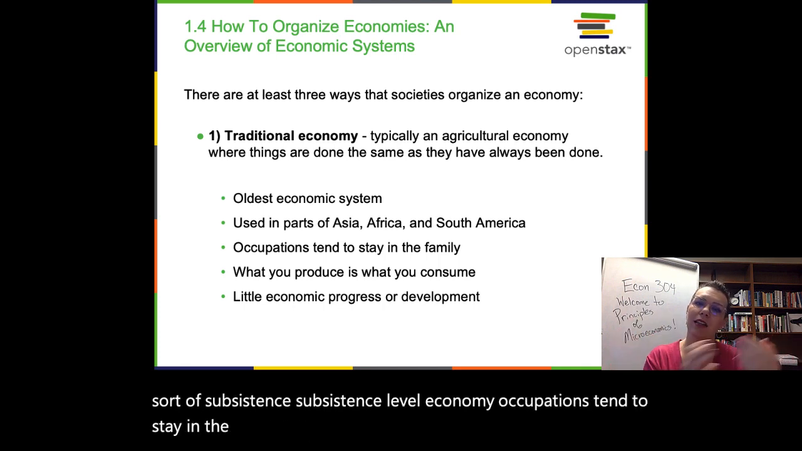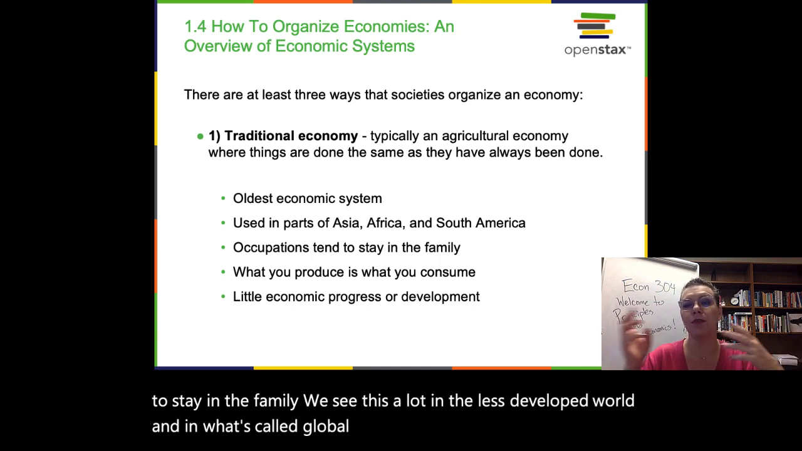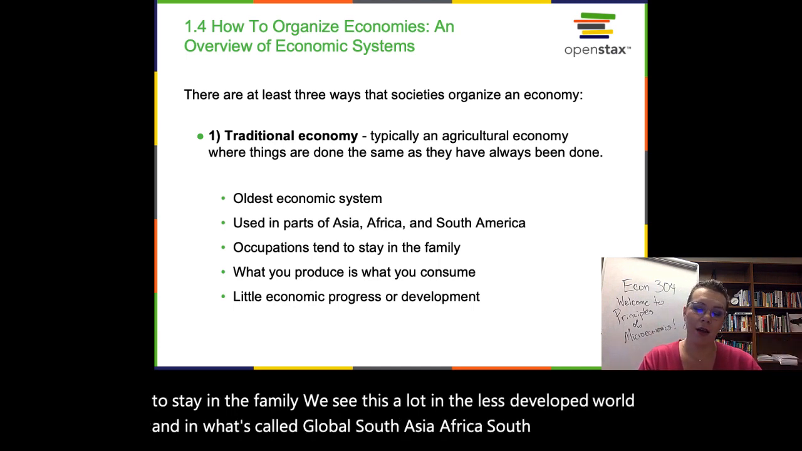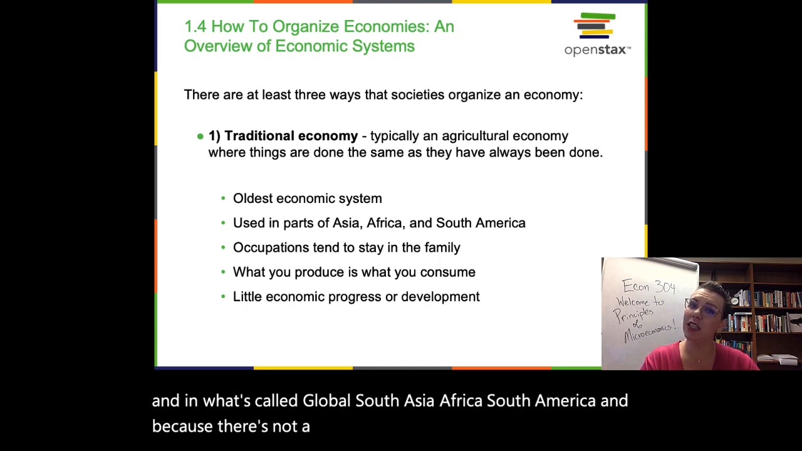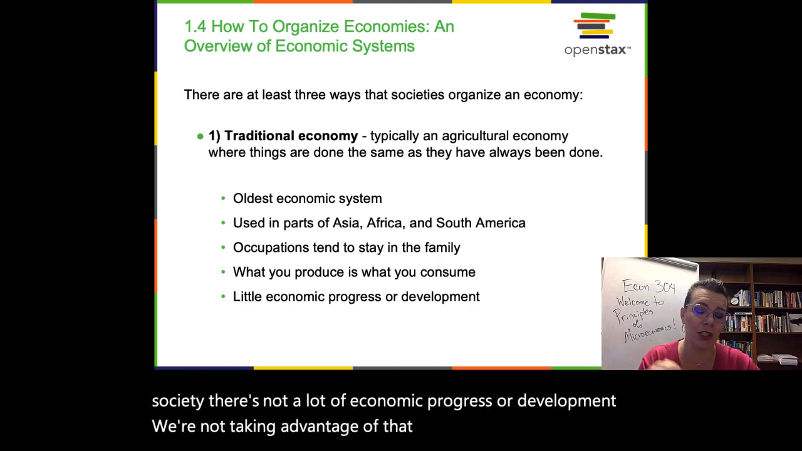We see this a lot in the less developed world and in what's called the global south, Asia, Africa, South America. And because there's not a lot of specialization in a traditional agrarian society, there's not a lot of economic progress or development. We're not taking advantage of that specialization we talked about earlier.